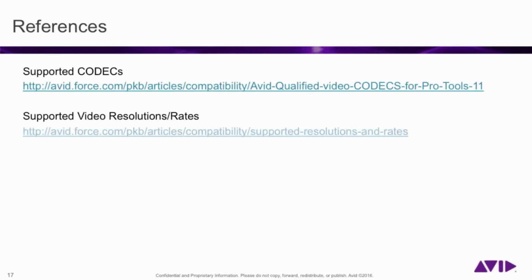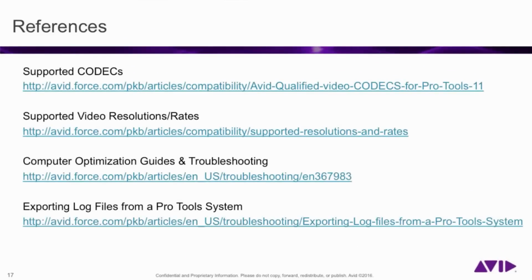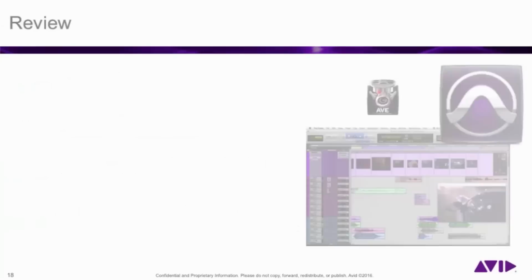So there's a few links in here that may be quite handy. Supported codecs, well, it's basically all the stuff we brought up. Yeah. The third one down there, as I say, is just the general optimization guides with some troubleshooting steps like ditching, and how to export log files, and how to find the log files if customer care need those.